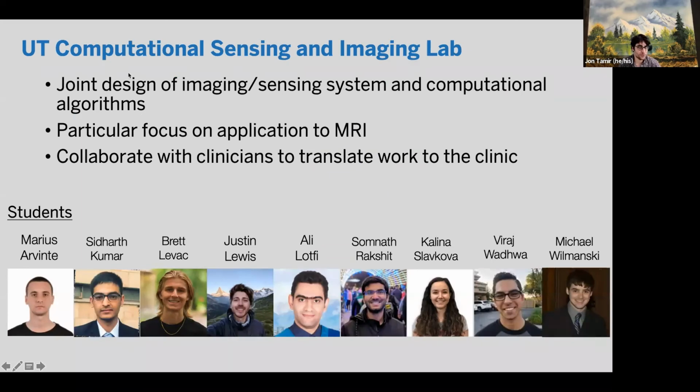So I first wanted to acknowledge all of the people who do the real work. I'm really fortunate to work with a number of really talented students. Our group is called the Computational Sensing and Imaging Lab. Our goal is to jointly design imaging and sensing systems with computational algorithms, with the software, with a particular focus on MRI. With that in mind, we work with clinicians to translate these techniques to the hospital. So what is computational MRI?